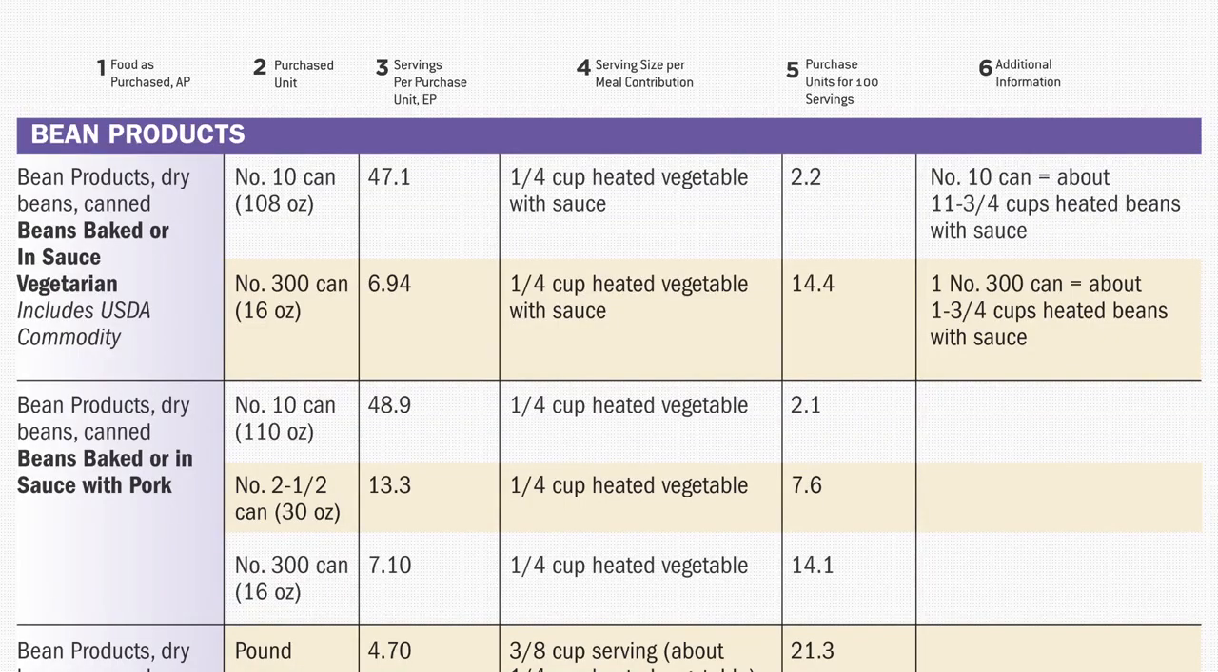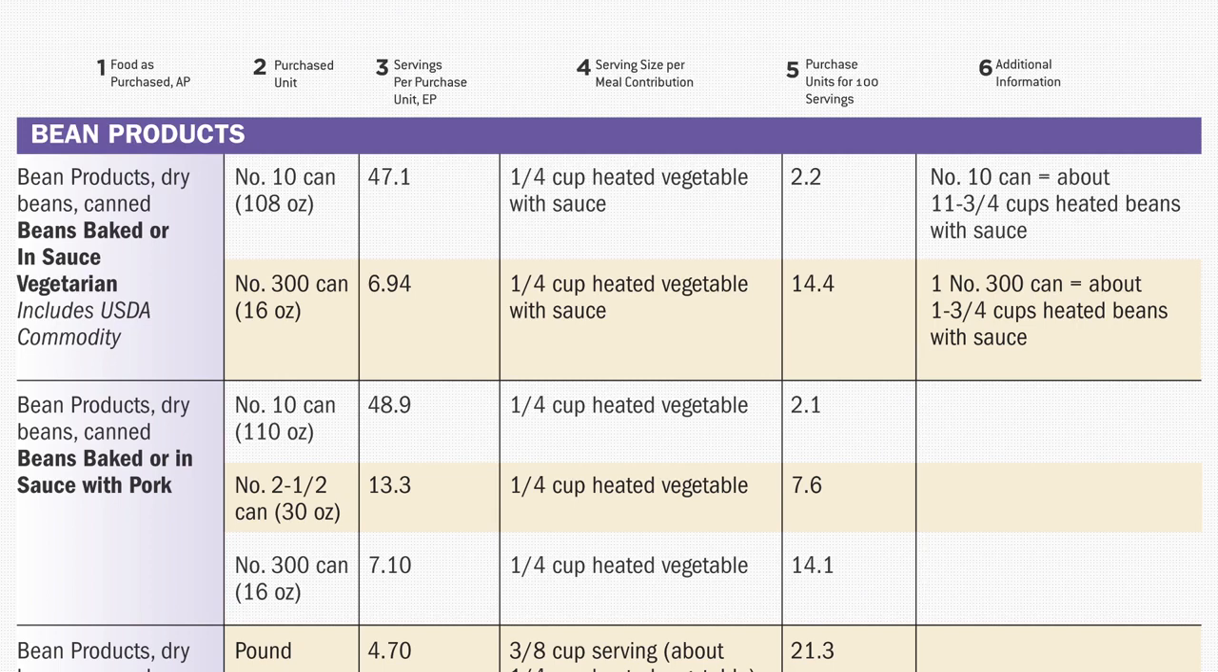Next, let's work with a canned product such as vegetarian beans, which you might use for a baked bean recipe. You plan to get half-cup component crediting for the beans. You use USDA baked beans in sauce, vegetarian, in number 10 cans, which contain 108 ounces. Since you will be batch cooking the beans as needed throughout the meal period, it is reasonable to write a recipe for the amount of beans that will fit in a steam table pan. So how many servings will you get from 2 number 10 cans in each pan?